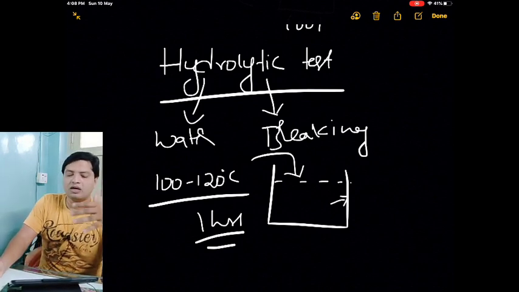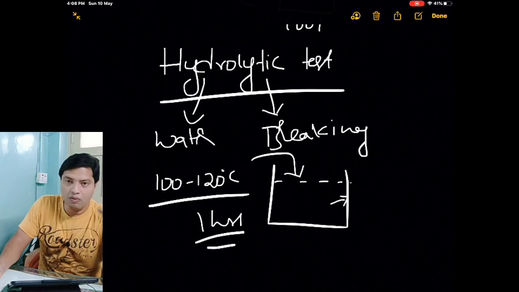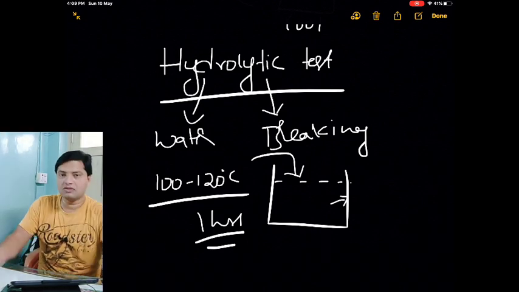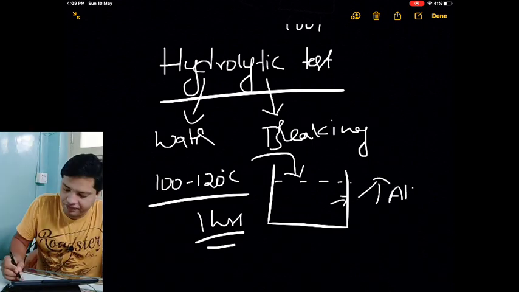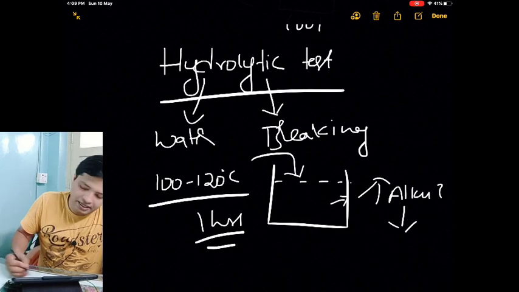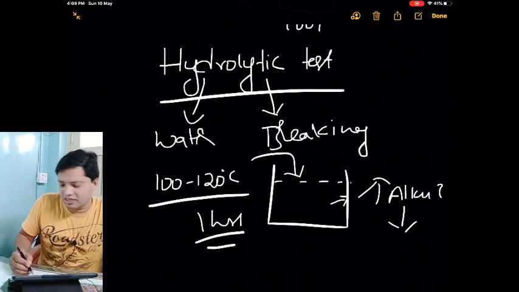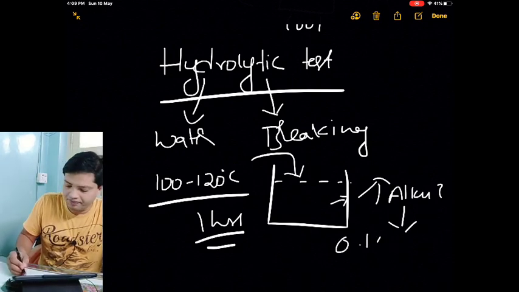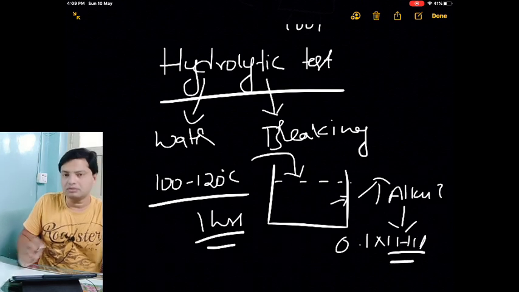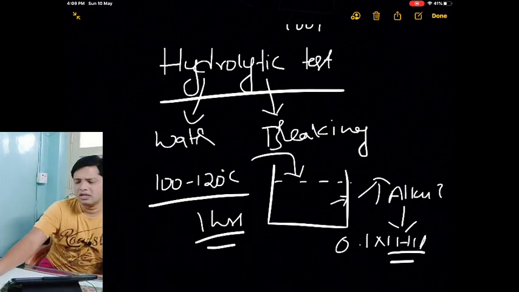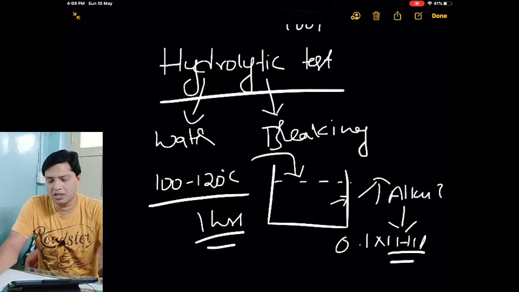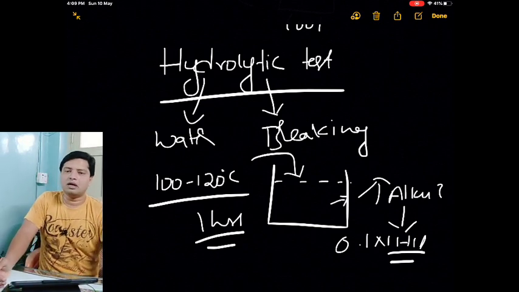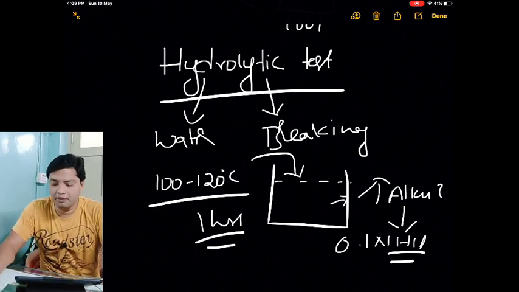So we call it hydrolytic. Due to this breaking, whatever substance is present at the surface of the glass will come inside and again increase alkalinity. We measure the alkalinity here with 0.1 normal HCl. You can use any acid, but the prescribed acid here is 0.1 normal or 1 normal HCl. So you will get the amount of alkalinity being imparted.